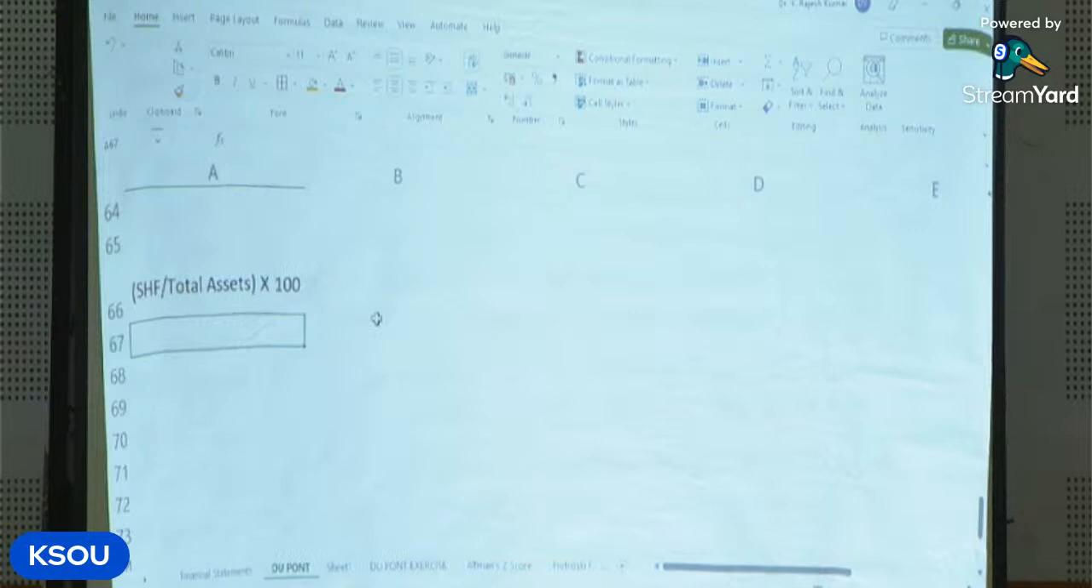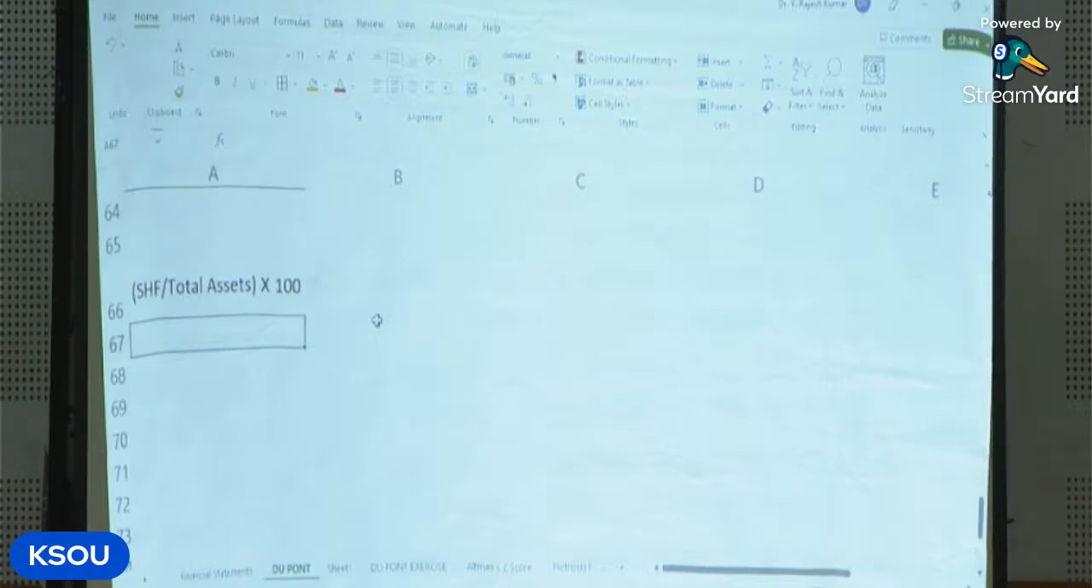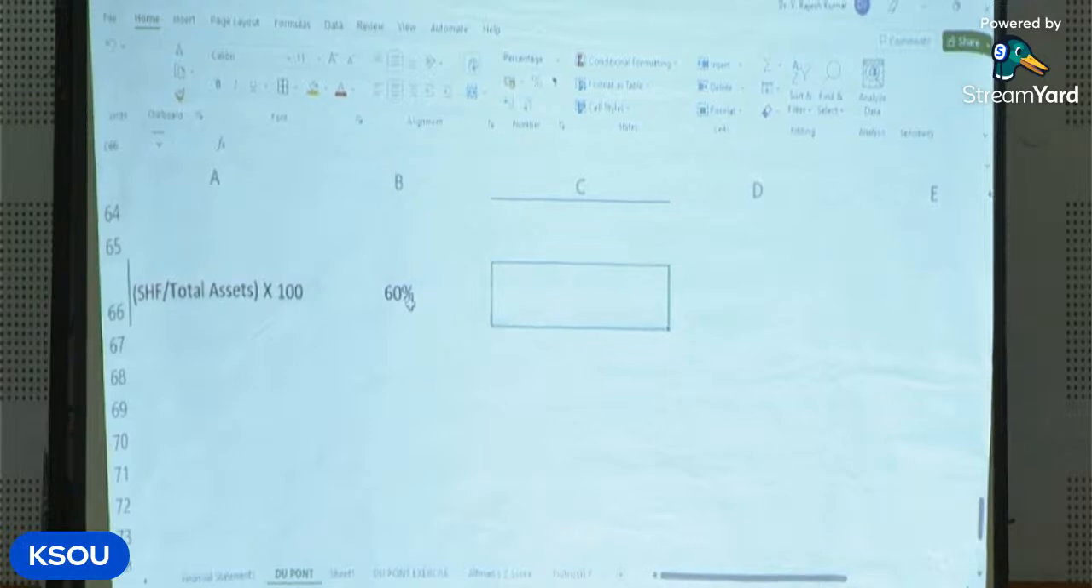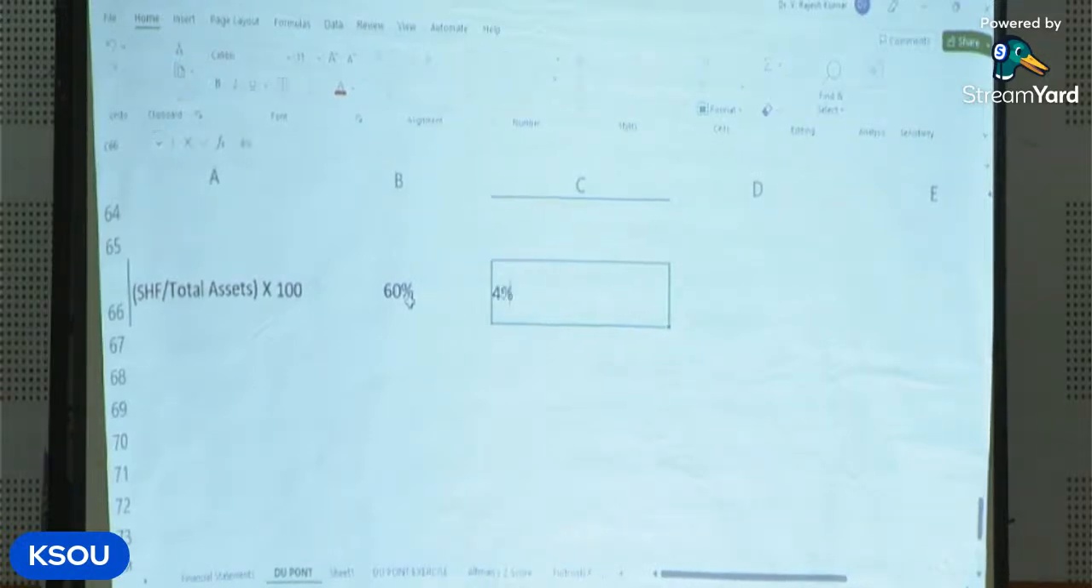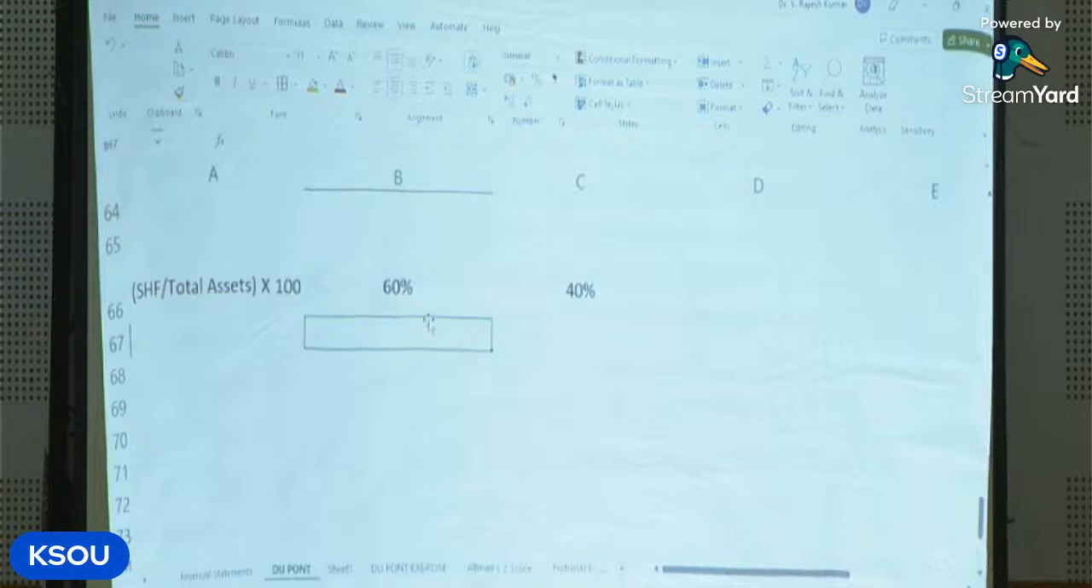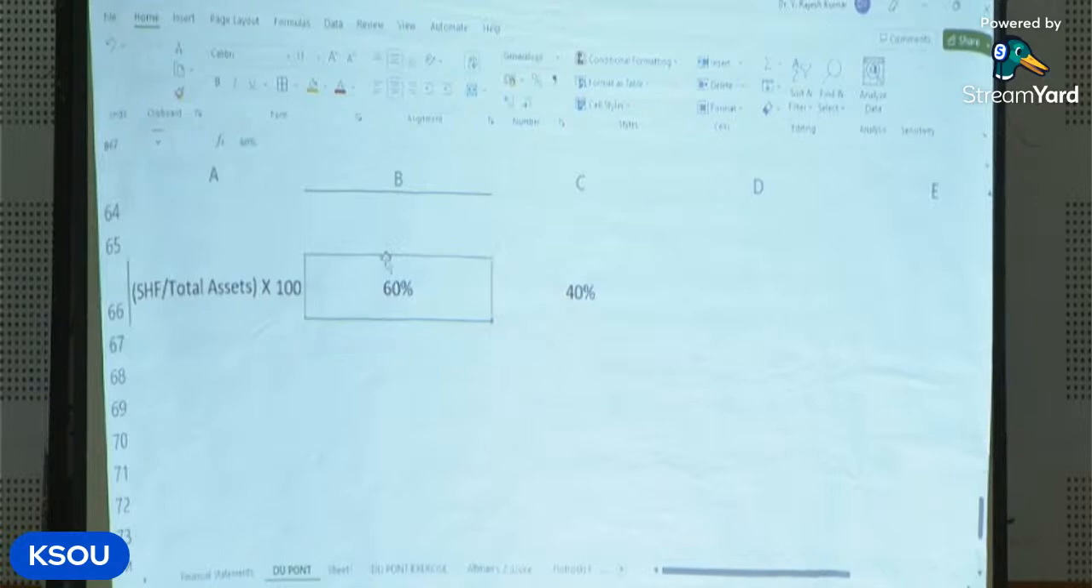How do we read this? Okay, correct. Let's say the ratio is 60%. What does it mean? 60% of assets are funded by owners' funds. 60% is funded by owners, which means the remaining 40% is funded by outsiders. Now, let's say for the current year it is 60-40. Last year, let us say it was 70-30.